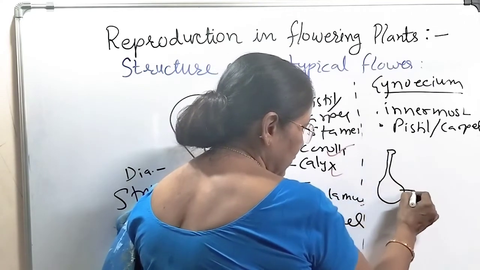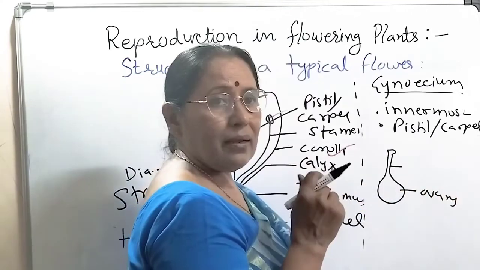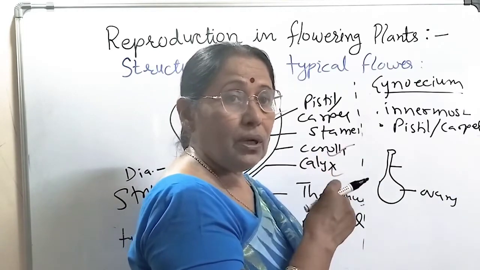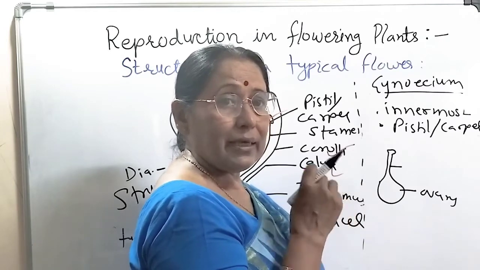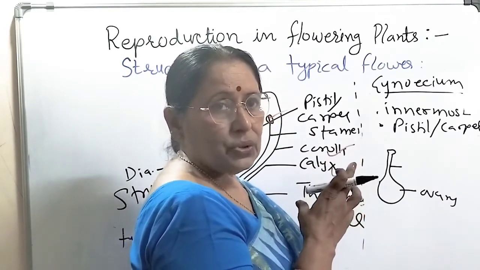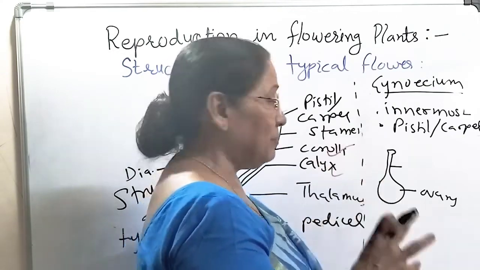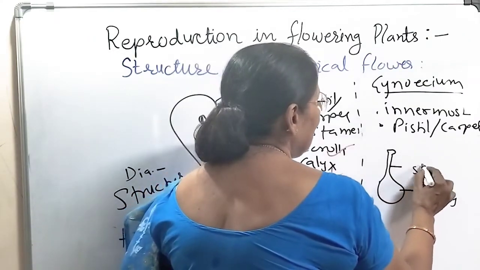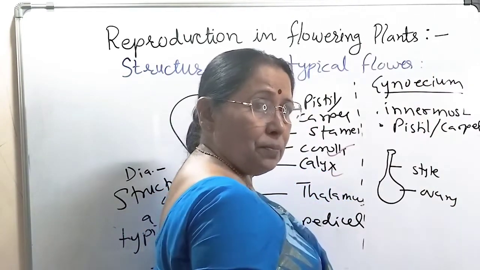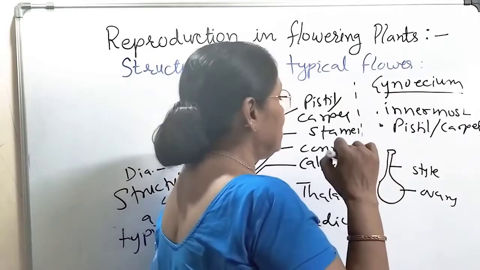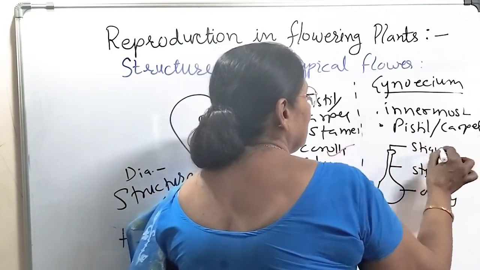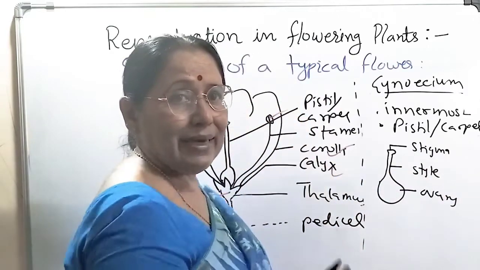The lower swollen ovary. What is the function of ovary? Ovary, inside it contains the ovule. In the ovule is present embryo sac which contains the female gamete. So ovary contains the female gamete. Next is the style. This style, it helps in the journey of the pollen tube from the stigma towards the ovary. And this is the stigma. On it, the pollen grains, they land.